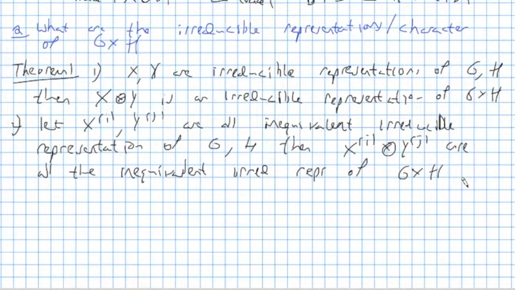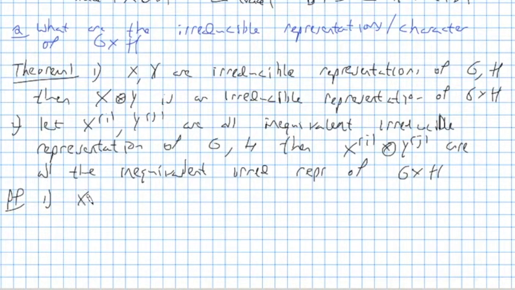Okay, so we don't get more. Okay, so let's prove this result. For the first part, we have a very good device for testing if a representation is irreducible or not by using the inner product. So if we get 1 when we take this inner product, then we're done.